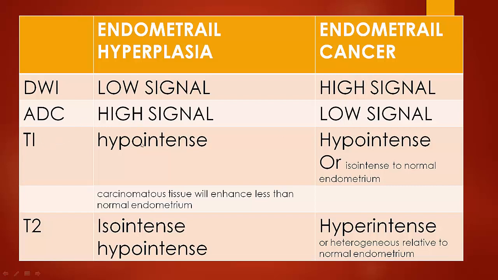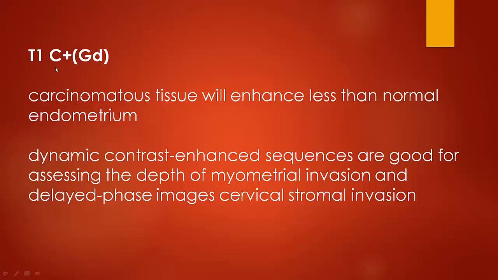In T1, hyperplasia is hypo intense, cancer is hypo intense or iso intense to normal endometrium. Carcinomatous tissue will enhance less than normal endometrium. Endometrial carcinoma shows enhancement, but less than normal endometrium. In T2, hyperplasia is iso to hypo intense, while endometrial cancer is hyper intense or heterogeneous relative to normal endometrium. In T1 with contrast, carcinomatous tissue will enhance less than normal endometrium.